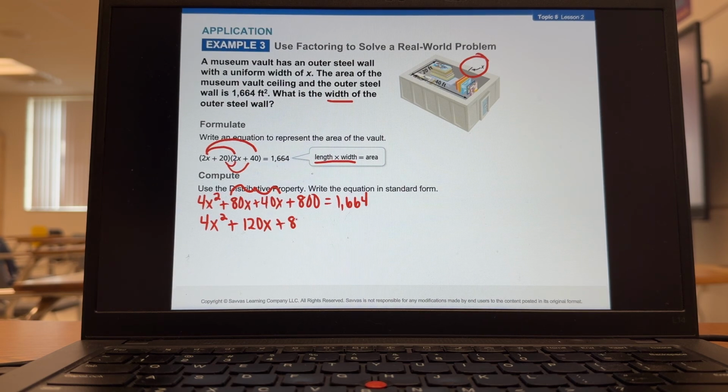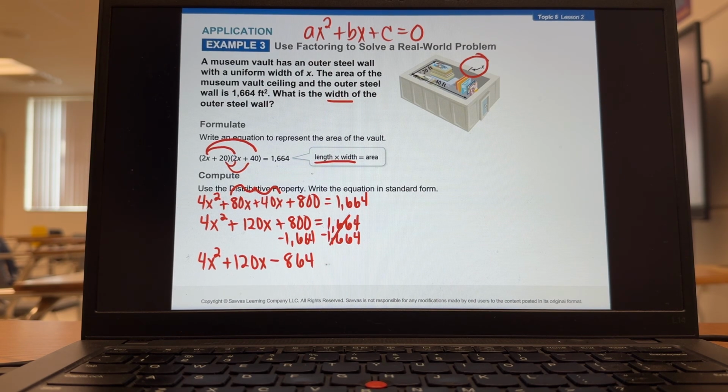120x plus 800 equals 1,664. But now since I need to solve it by factoring, it does need to be written in standard form and it must equal 0. So I have to subtract 1,664. Looking at the left, I do have a constant I can now combine it with. So 4x squared plus 120x minus 864 equals 0.